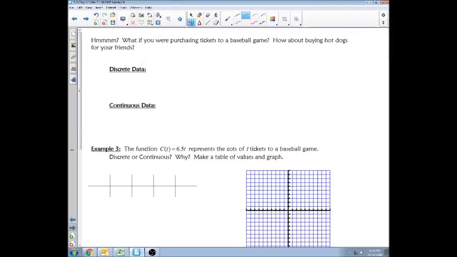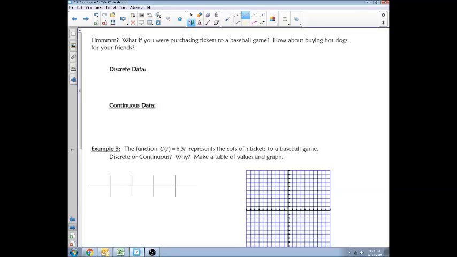Okay? So what if you were purchasing tickets to a baseball game? How about buying hot dogs for your friends? If you were purchasing tickets to a baseball game, could you buy a partial ticket? Could I buy half of a ticket? No, I could not. For every person that shows up, they need a full ticket. Same thing with a hot dog. I can't buy just a bite of hot dog. I'm going to have to buy a whole hot dog or nothing at all.